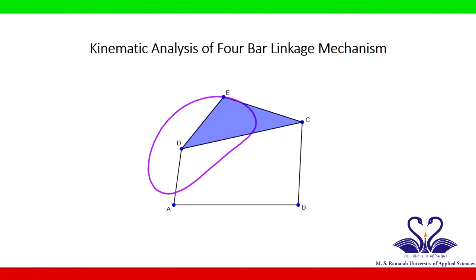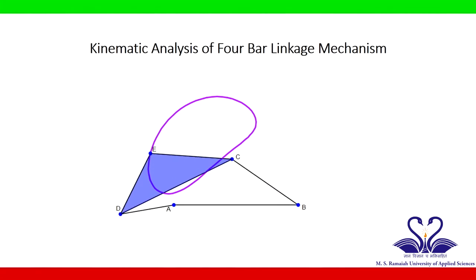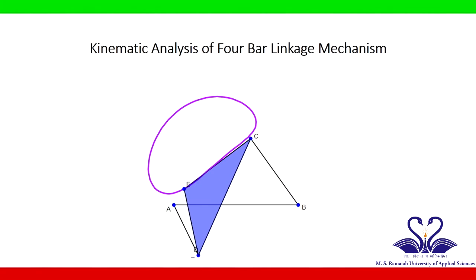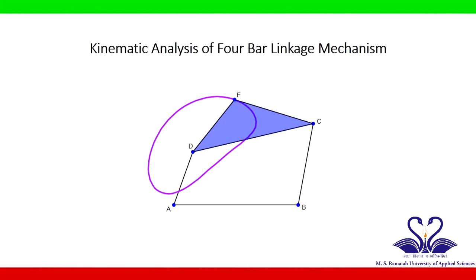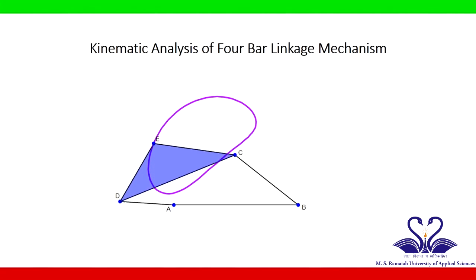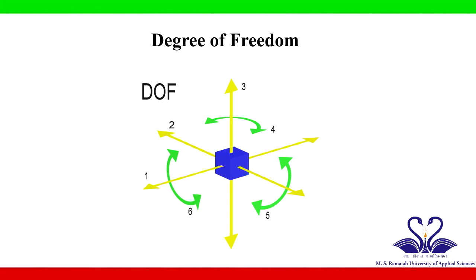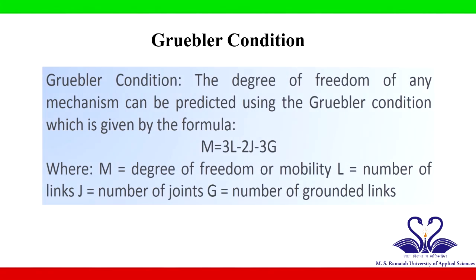If kinematic analysis is conducted for this mechanism, the position, velocity and accelerations of the coupler link and the output link can be studied relative to the input link. Degree of freedom indicates the number of independent variables required to completely define all the positions in a mechanism. Using number of links and joints, the degree of freedom of any mechanism can be predicted by Gruebler condition. If degree of freedom is found as 0, the mechanism is considered as a structure.